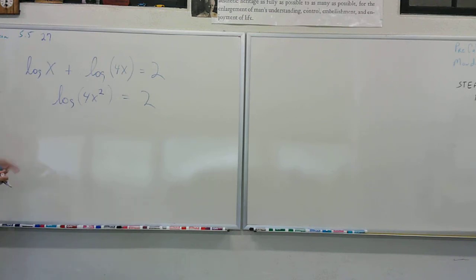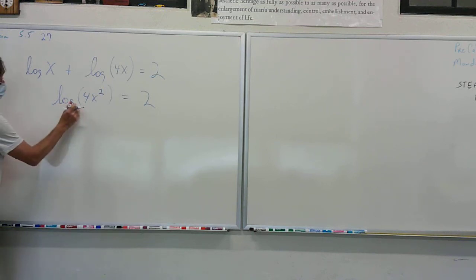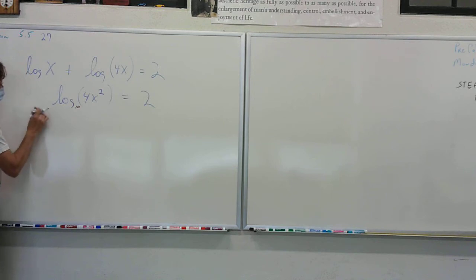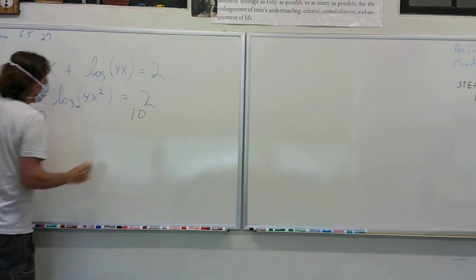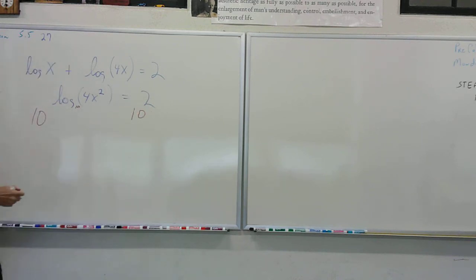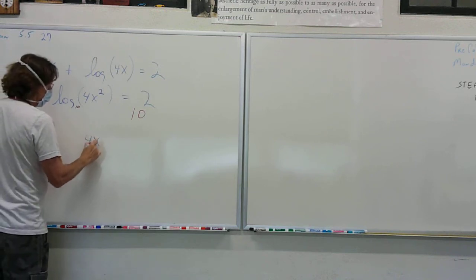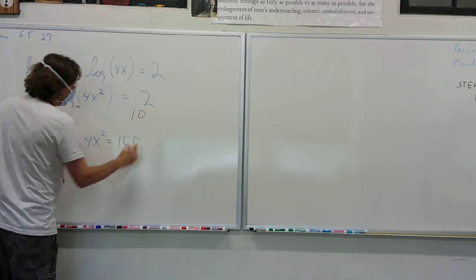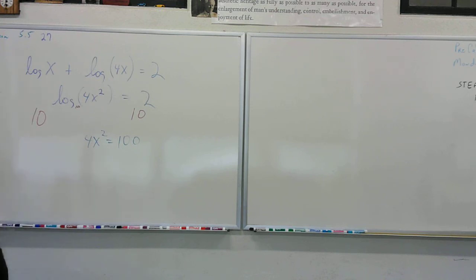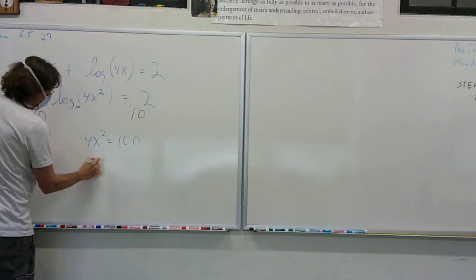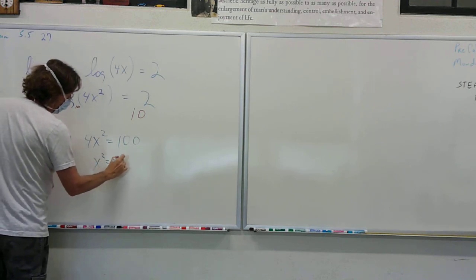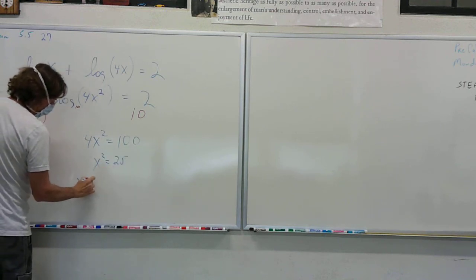What number is understood to be right here? Say it. 10. Well, if there's a 10 understood to be here, I need to put a big 10 right here and a 10 here. And I get 4x squared equals 100. No, you cannot use Rule 5 here. Won't work. X squared equals 25. X equals a positive 5 or a negative 5.